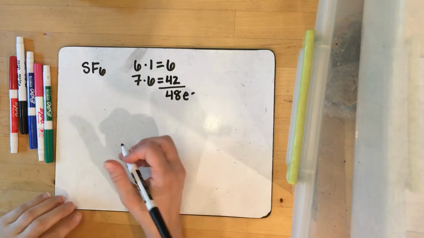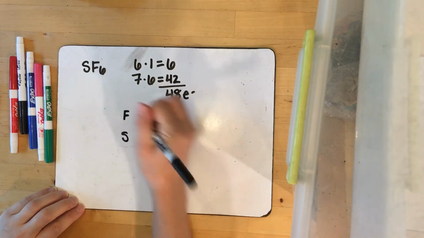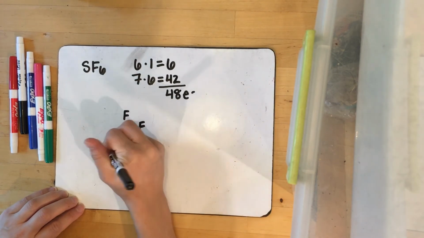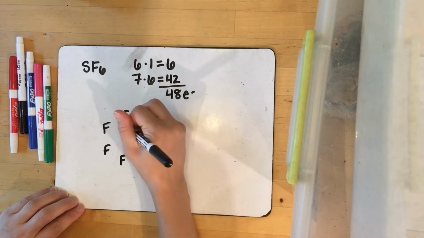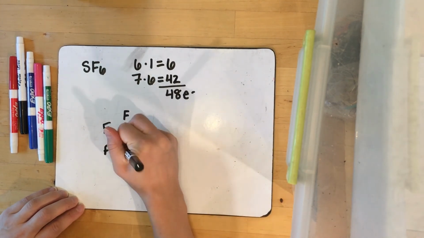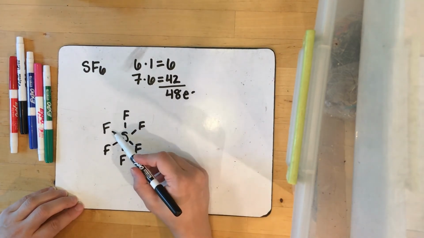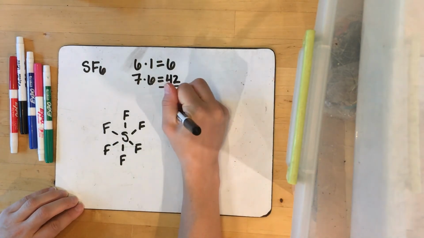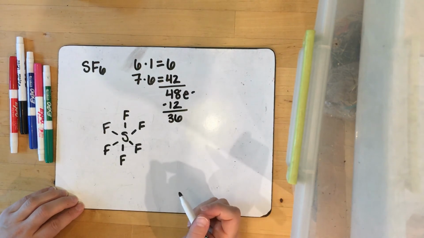We're going to put sulfur in the middle because it's the only one of its kind, and then we're going to put fluorines around it and add single bonds. So we added these single bonds, 2, 4, 6, 8, 10, 12. We're going to subtract that from here. We have 36 electrons left.